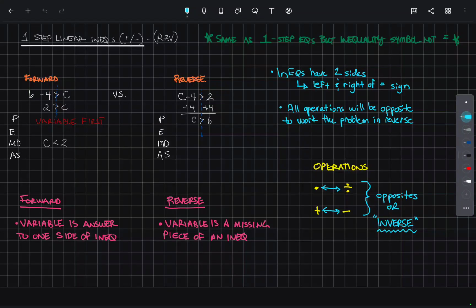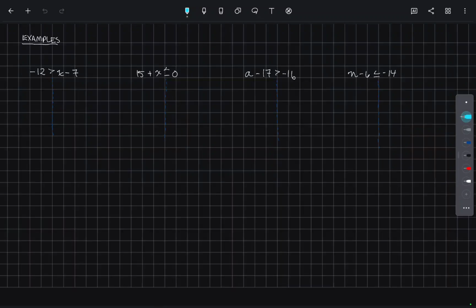in just a second. So we're still solving a problem in reverse, and you can see the only thing that's changed is we have inequality symbols. And we'll talk about what those mean in just a moment as well. So with that being said, let's go over some example problems of one-step inequalities, so you can see the similarities, and then we'll talk about the responses.